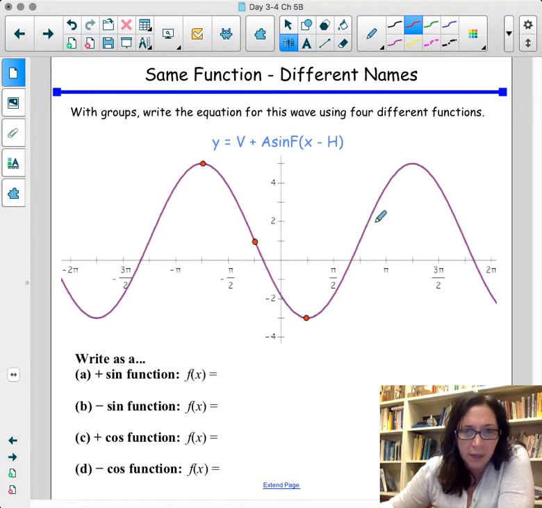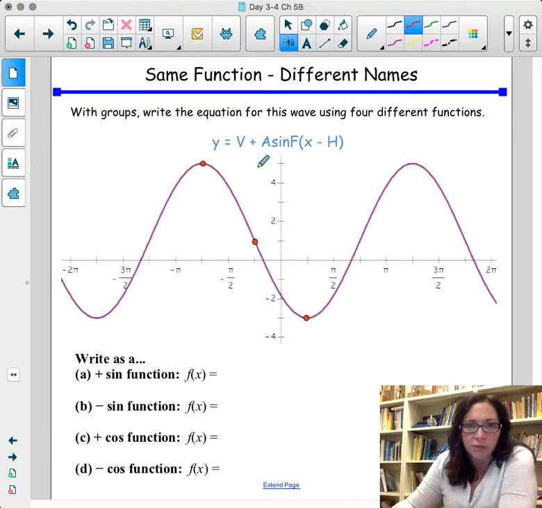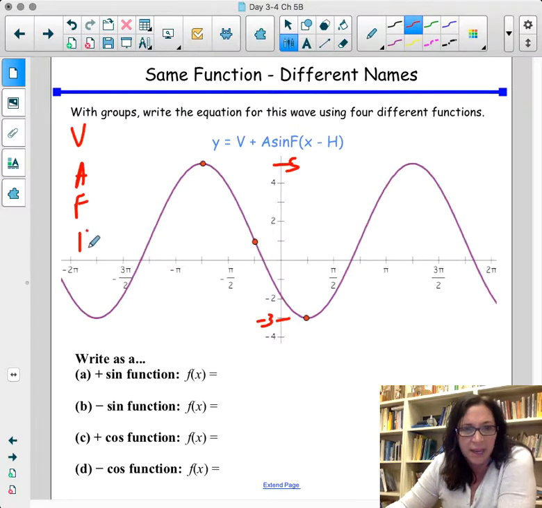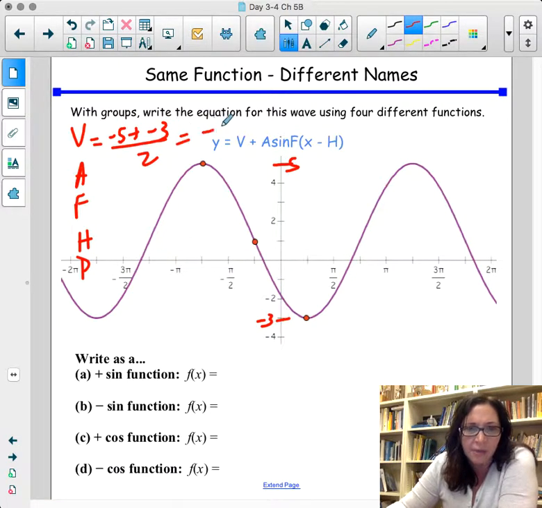So this one, let's look at our vertical shift. So this looks like 5, right? And low -3. So I'm going to do the VAF. So V, A, F, H, and P. So my vertical shift, I'm going to go -5 plus -3 divided by 2. So that's -8 divided by 2, which is -4. So my vertical shift is -4. Then, and hold on.